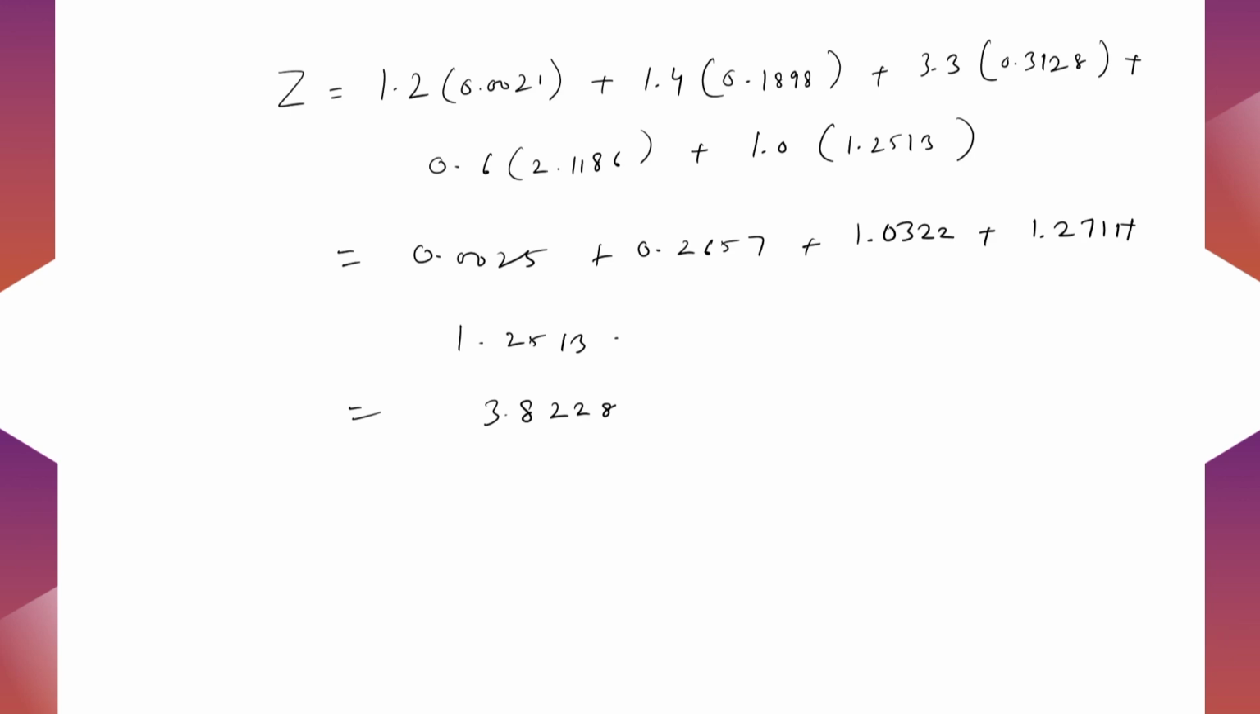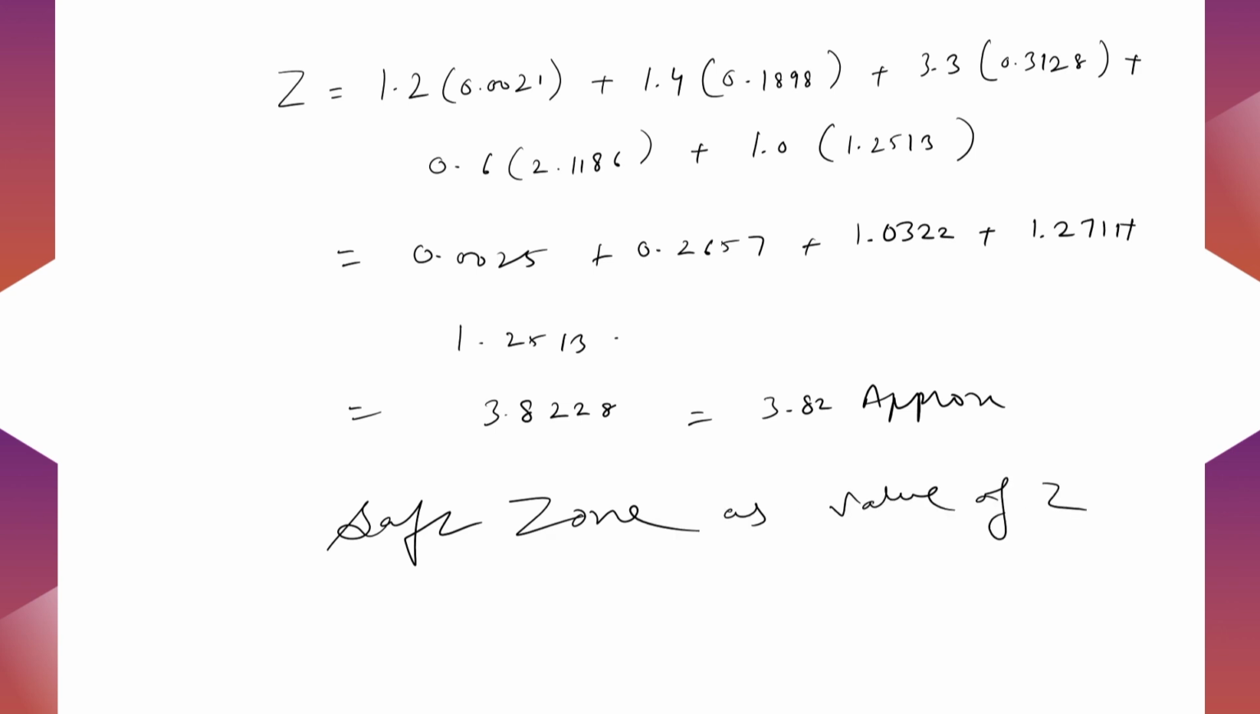3.8228, or we can say it is approximately 3.82, which is again more than the Z score value of 2.99. Again this company is in the safe zone, as the value of Z is greater than 2.99, indicating strong financial health and the lowest bankruptcy risk to such a company or organization.